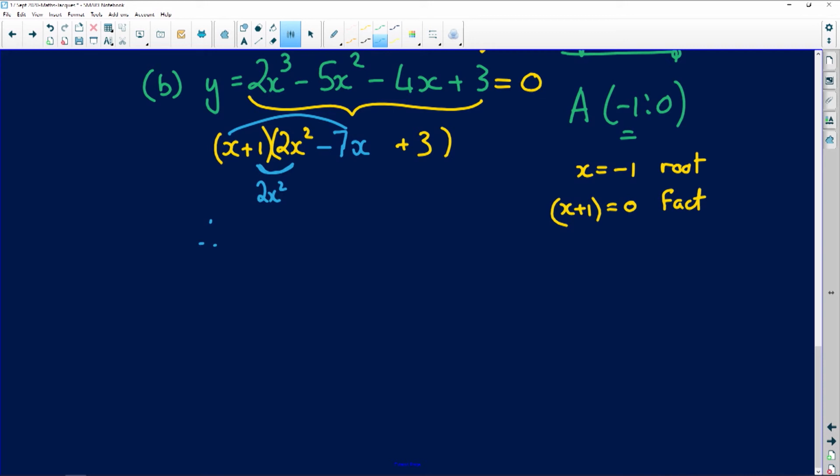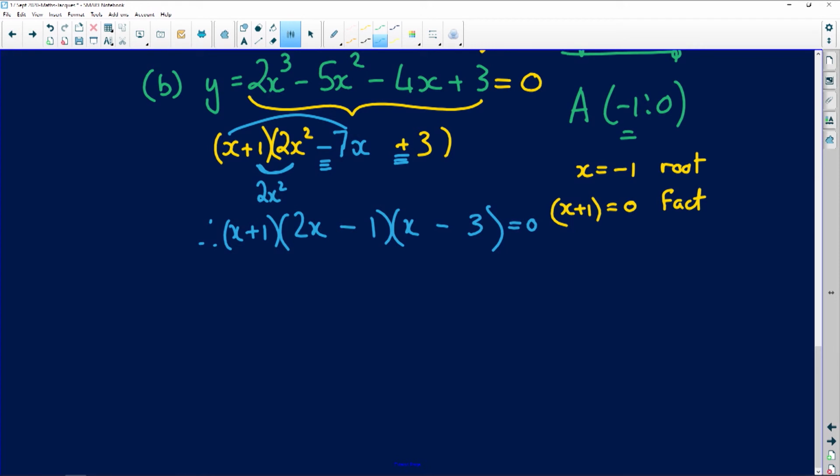So we know we have x plus 1. This will be 2x and x, and 3 is a prime number. Factors of 3 are 3 and 1. I want a minus 7. The signs are the same. That's what this plus tells us, and it tells us that they're both negative. So a negative and a negative is a positive.